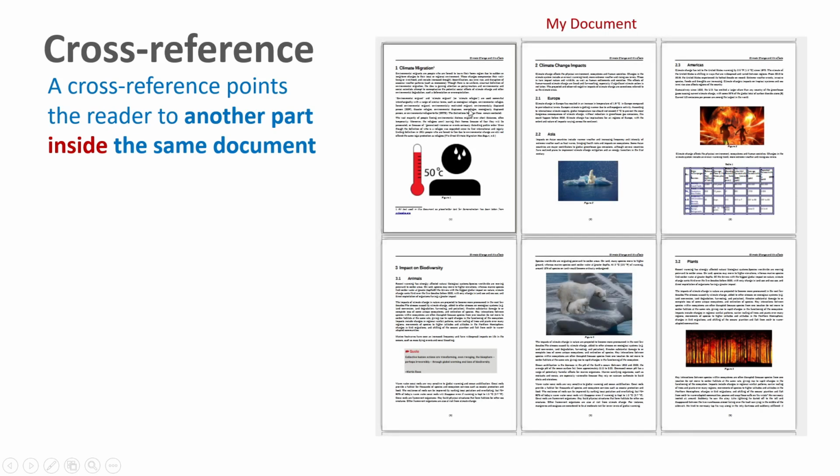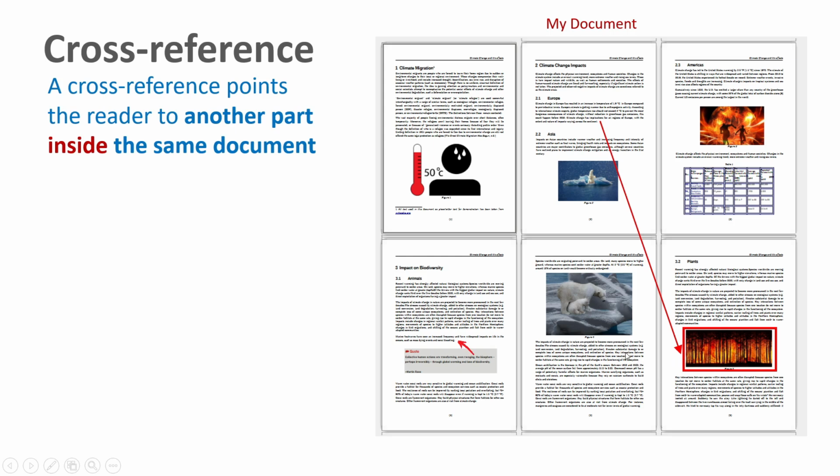So let's say, for example, if I have a 6-page document right here, and at this particular point in my document, I want to refer my reader to jump to page 6 and have a look at this particular figure. I can insert a cross reference right here, and when I click on this cross reference, it will just simply transport me to page 6 inside my document and show my reader this particular figure.